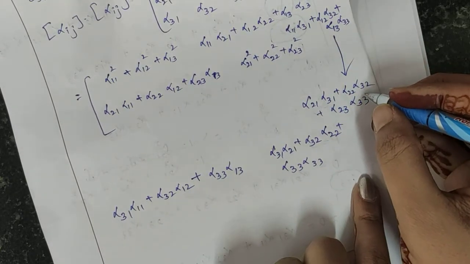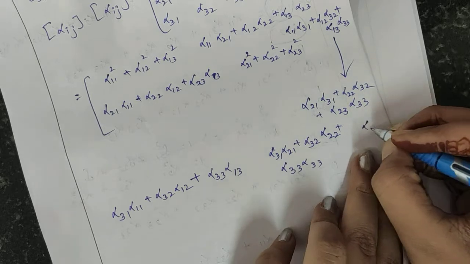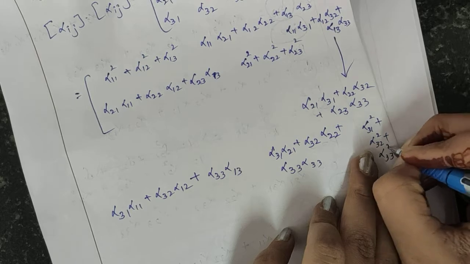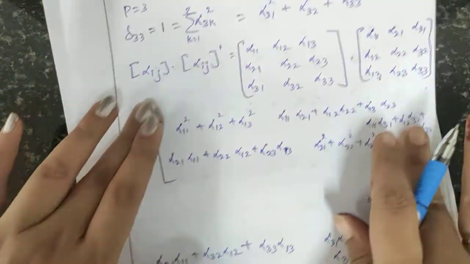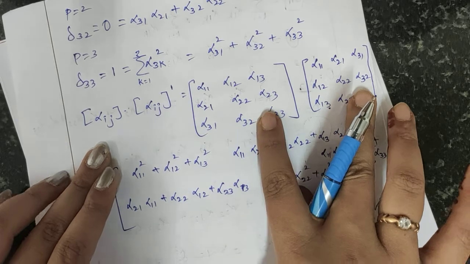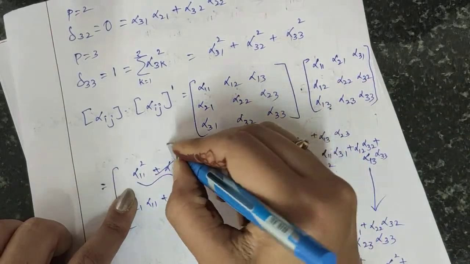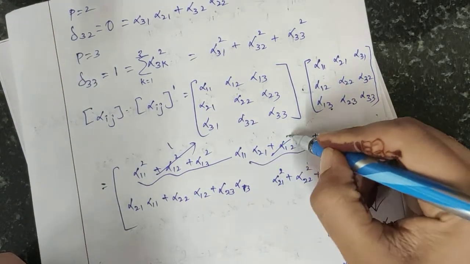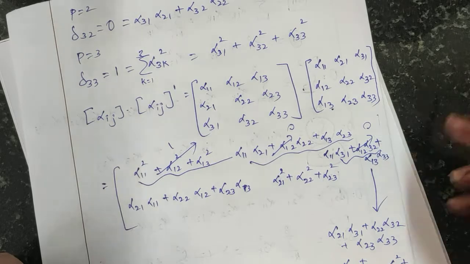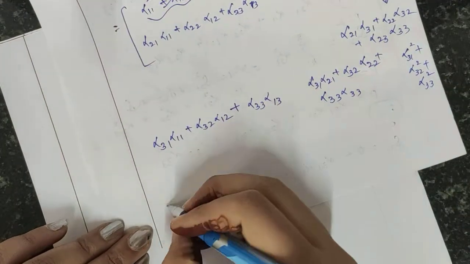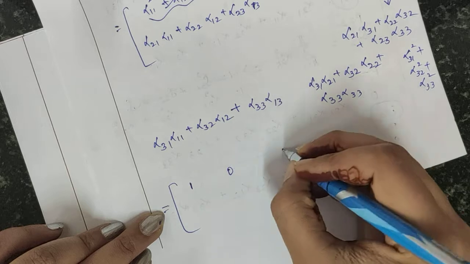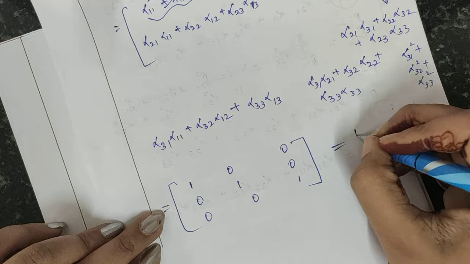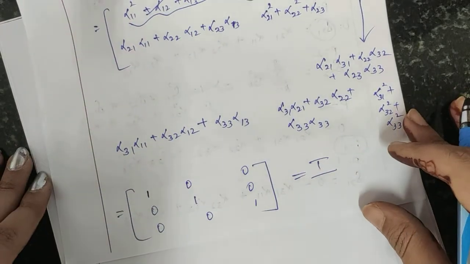And the last one is alpha 3 1 square plus alpha 3 2 square plus alpha 3 3 square. This is what you will get after multiplying these two matrices. Now the value of this is 1, and you can observe in the previous steps the value of this is 0 and this is 0. Similarly, after substituting all the values, you will be getting 1 0 0, 0 1 0, 0 0 1. This is nothing but my identity matrix I, right?